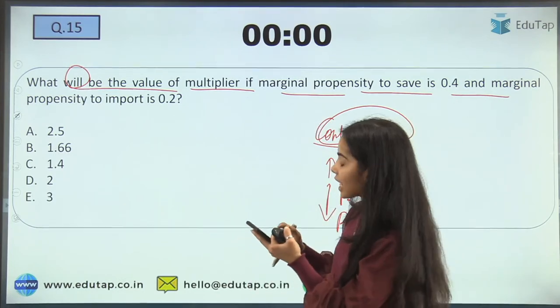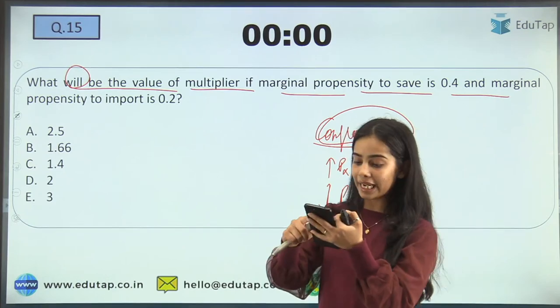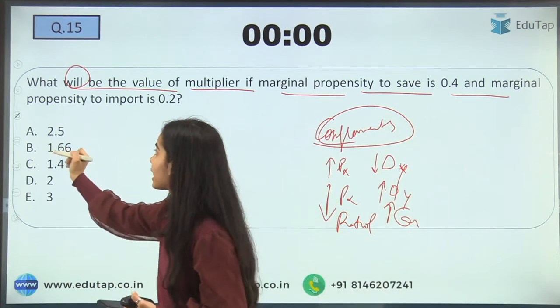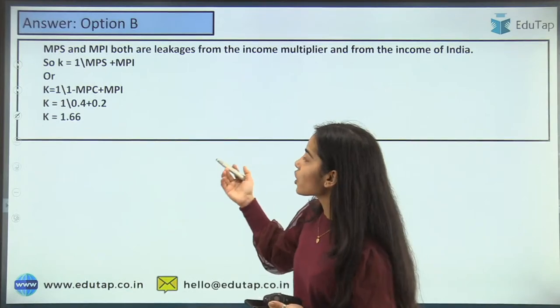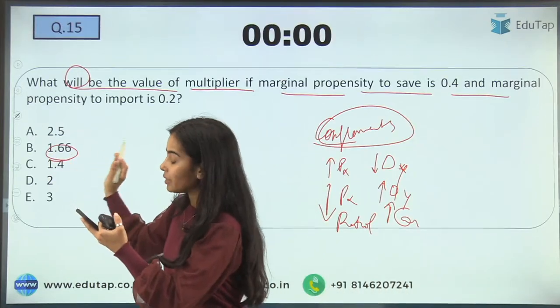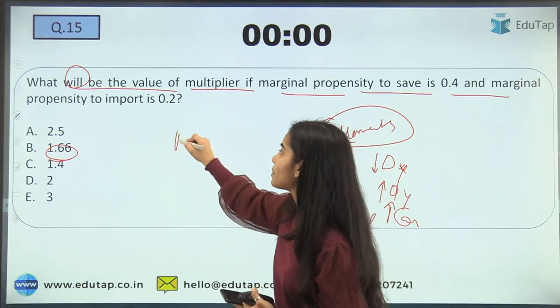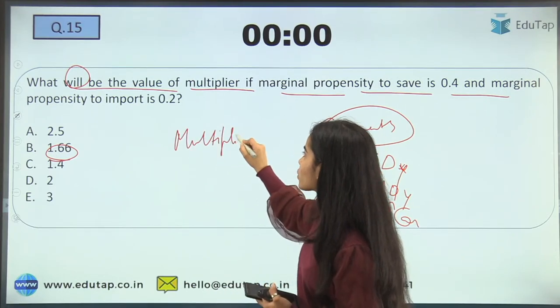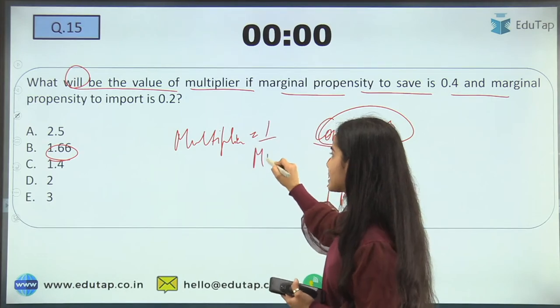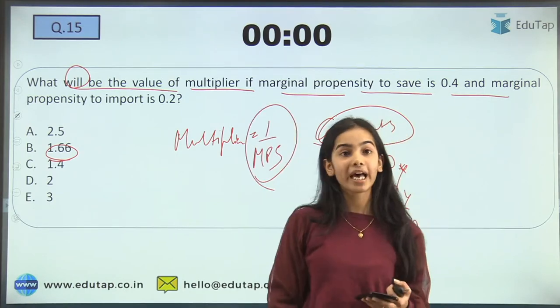So now I am getting the answer, and Vinay has said A, Naveen has said A, Sarita has said A, and this is not the right answer. The right answer is B. So I will solve it for you. Very easy. What is the multiplier? The multiplier is 1 upon MPS. This is the formula of the multiplier.